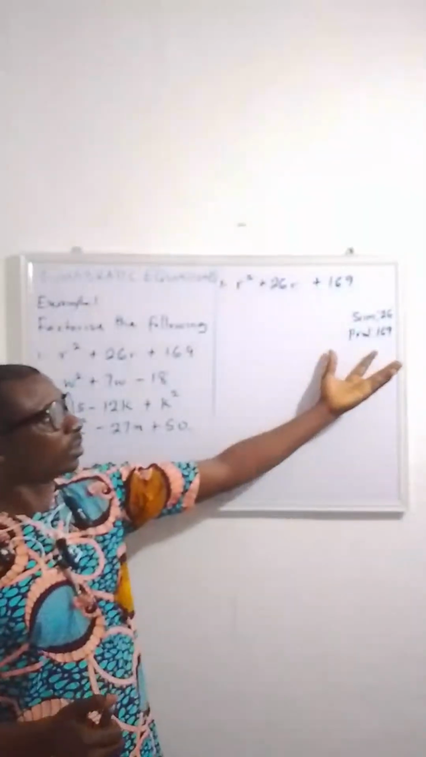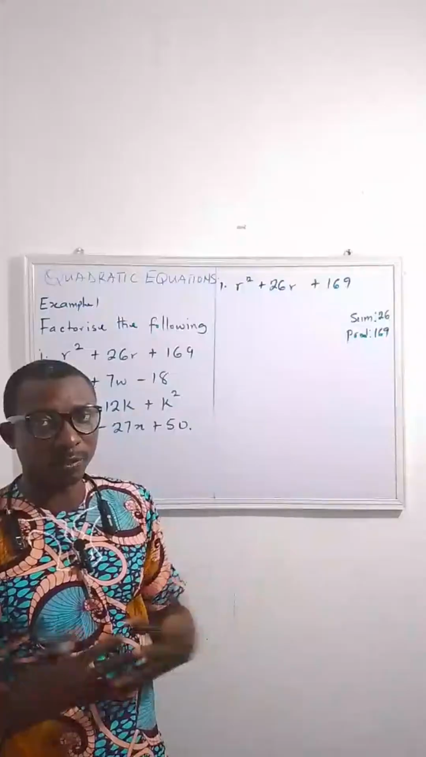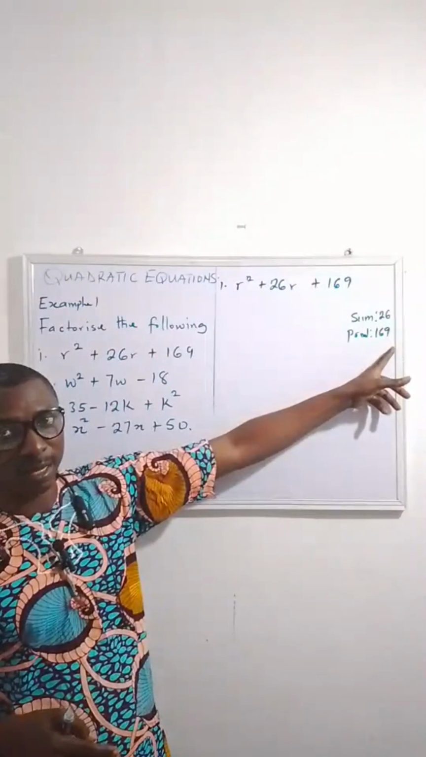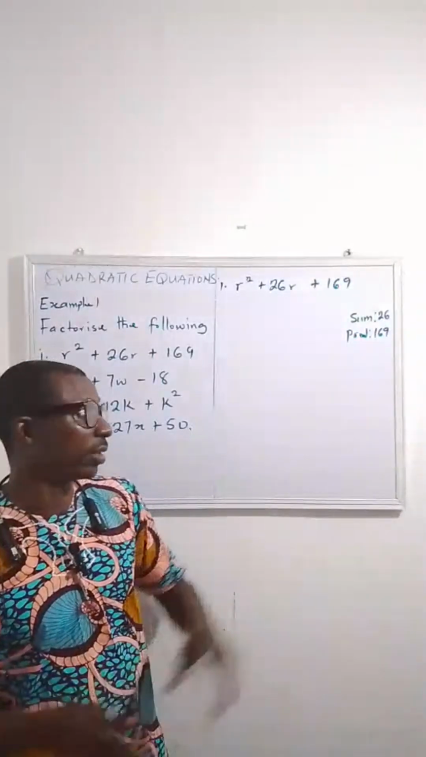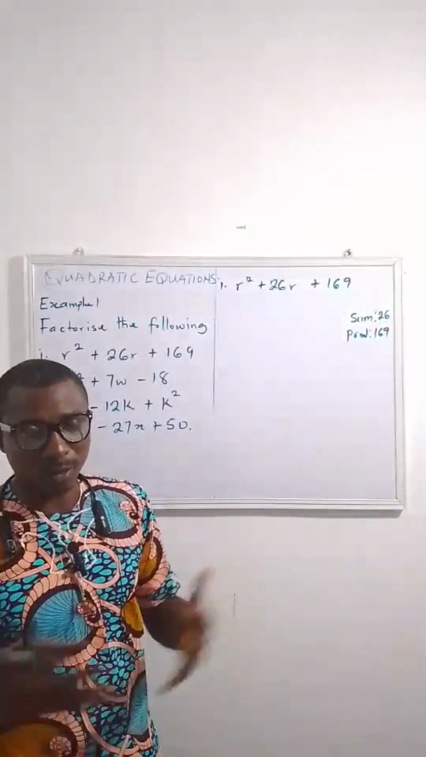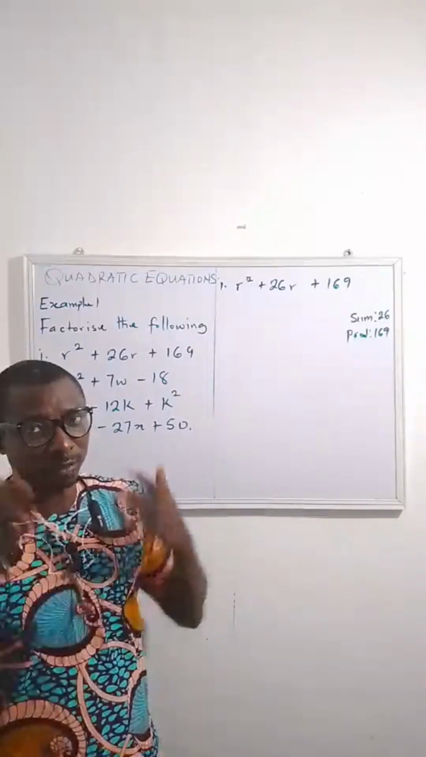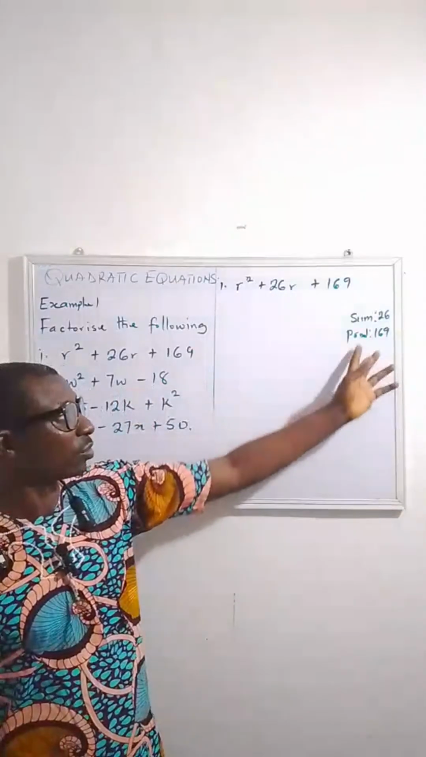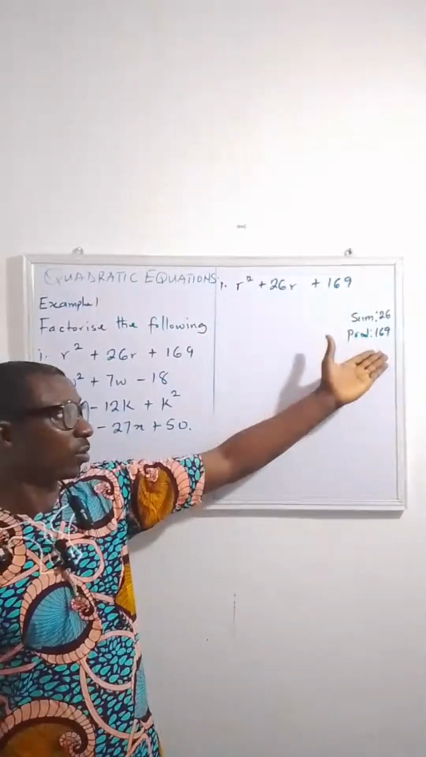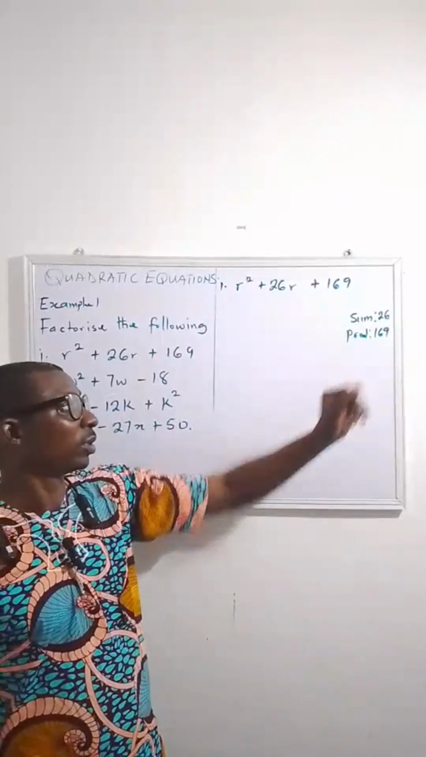So what do we do with this sum and product? Now we need two numbers such that when you multiply the numbers together, you have 168, and when you add the two numbers together, you have 26. So what are the two numbers? To get the two numbers, you just have to begin to think of factors of the product. Any number you are picking must be a factor of the product.